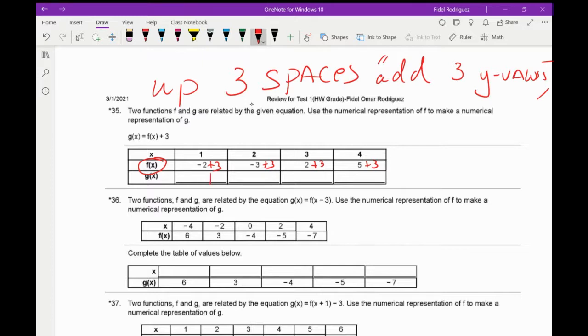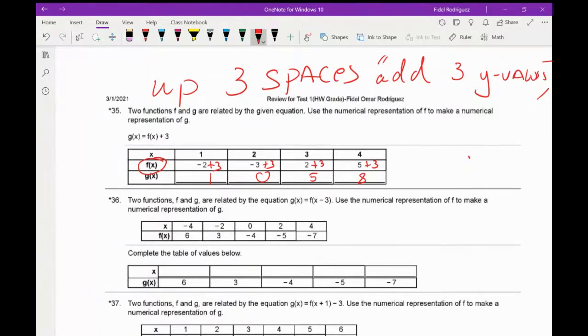So negative 2 plus 3 is 1. Negative 3 plus 3 is 0. 2 plus 3 is 5. And 5 plus 3 is 8. There we go.